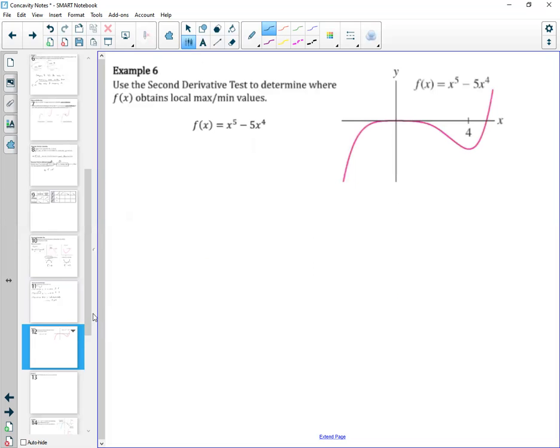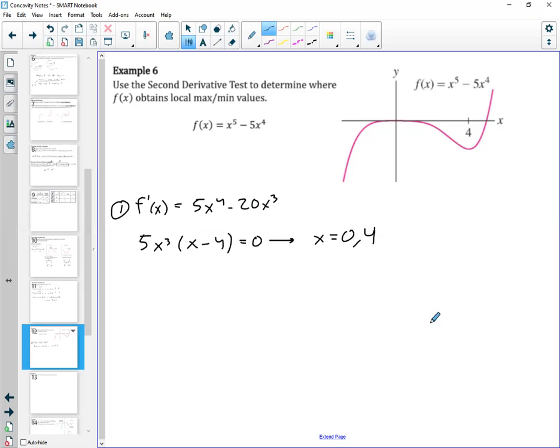So here's an example of how to use the second derivative test. We're going to do these two examples, then we're going to be done. So first you find critical points. So f prime of x is 5x to the 4th minus 20x cubed. This thing is defined everywhere because it's a polynomial, but it's probably equal to 0 somewhere. So let's factor a 5x cubed out and set the rest equal to 0. This gives me x equals 0 or 4.